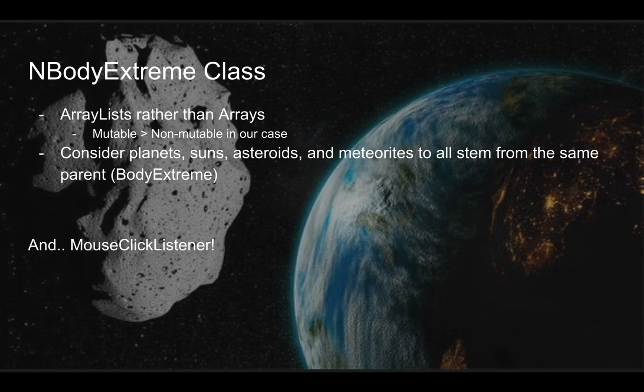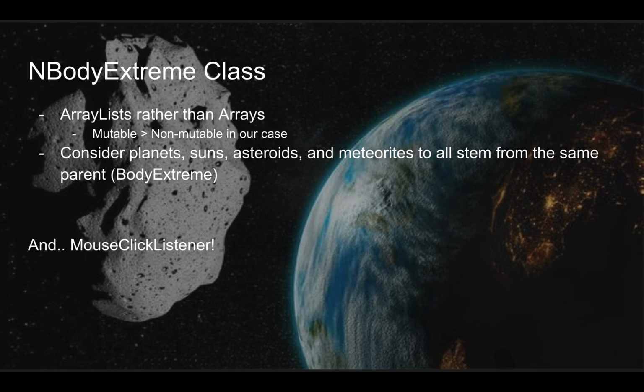We needed to use a mutable list structure in our implementation. So rather than using simple Java arrays, we used array lists. That way we can easily add to the end of a list of celestial bodies when we need to. And also, that way we can consider planets, suns, asteroids, and meteorites to all be celestial bodies.